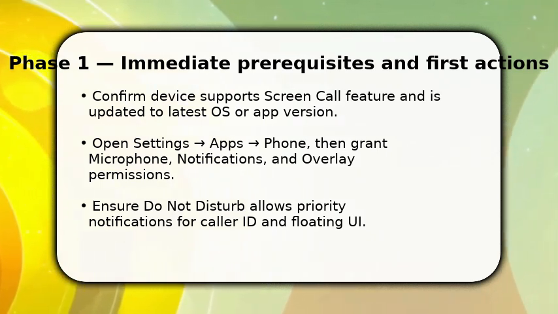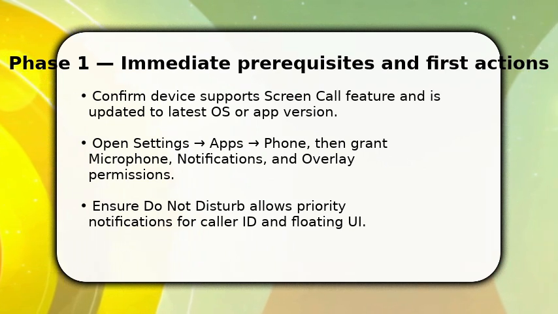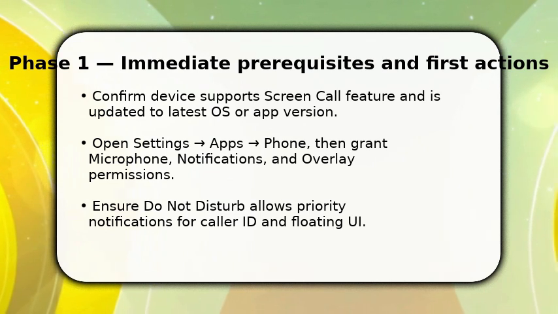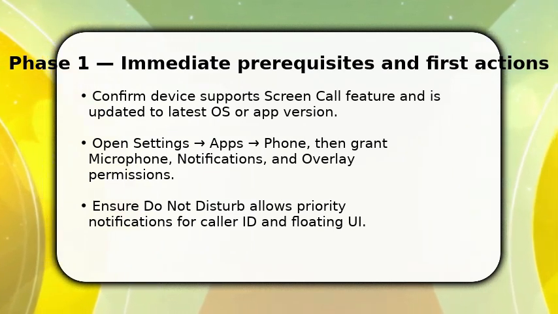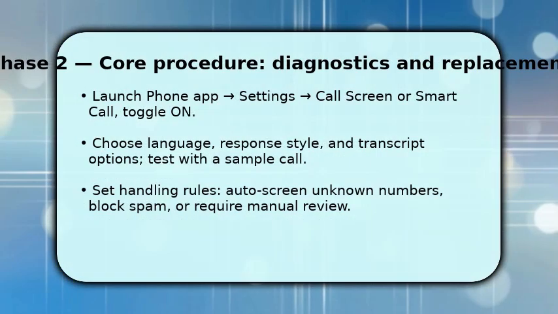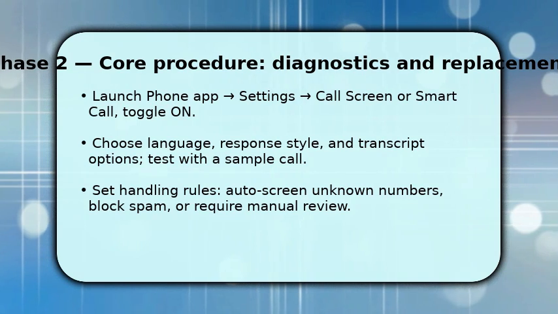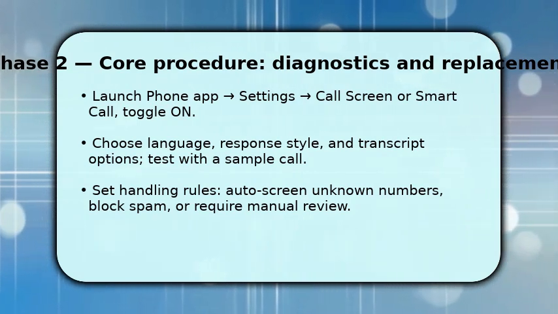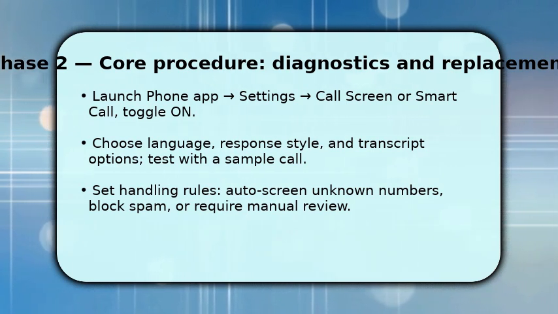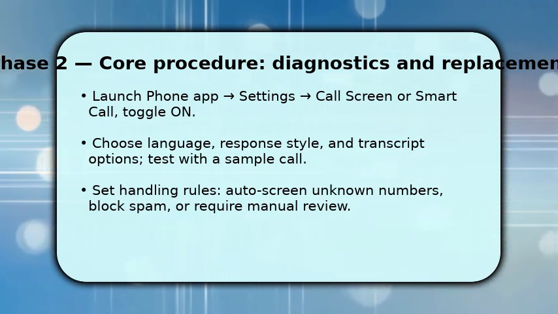You're not setting it up for show. You're enabling the core permissions that let the system listen and display on-screen prompts, so the next steps can run smoothly. You now activate Screen Call inside the phone app, navigate to Settings, find Call Screen or Smart Call and toggle it on. Next, customize language and response style so the voice interaction sounds natural to you, and select transcript options if you want text logs.